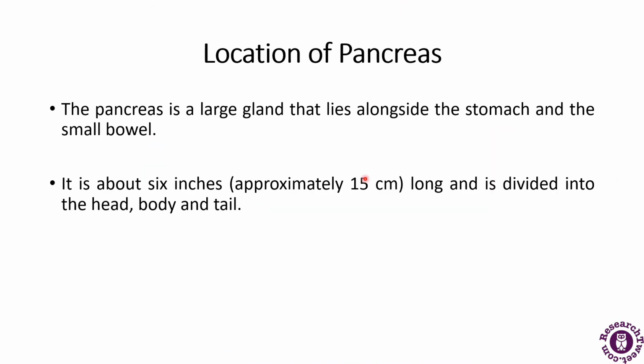Now, what is the location of the pancreas? It is a large gland that lies alongside the stomach and the small bowel. It is about 6 inches in length, around 15 centimeters long, and it is divided into the head, body and tail, as we have seen in the previous slide as well. What are the three parts? The head, the body and the tail.